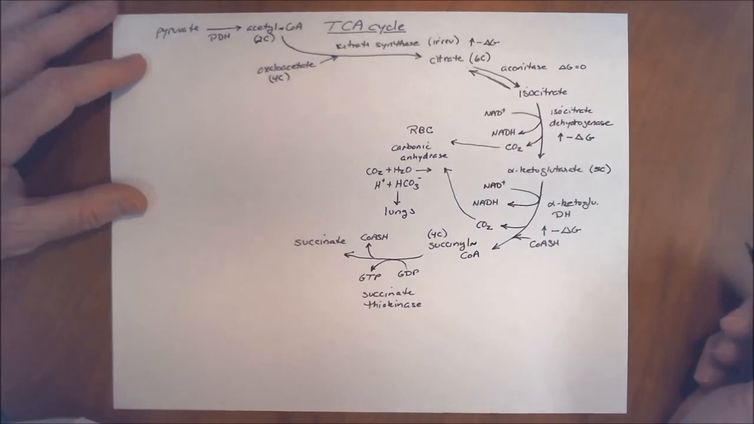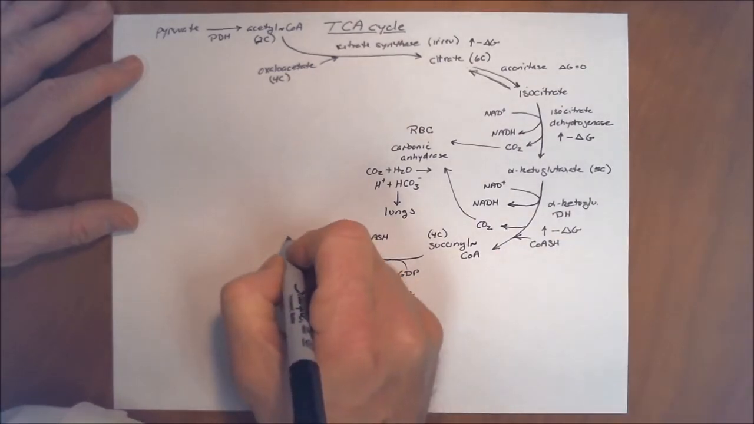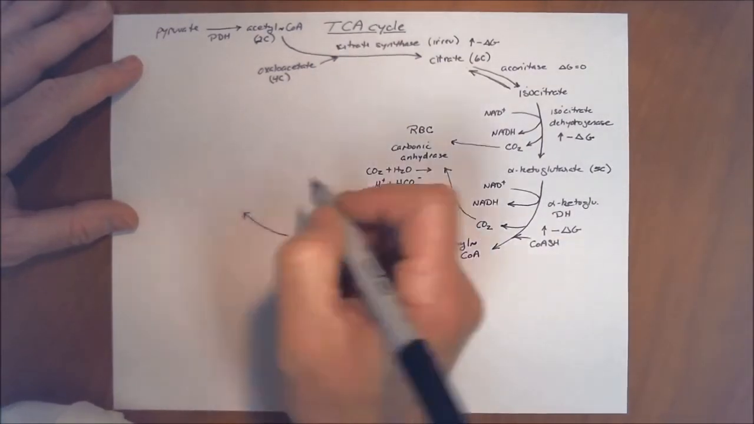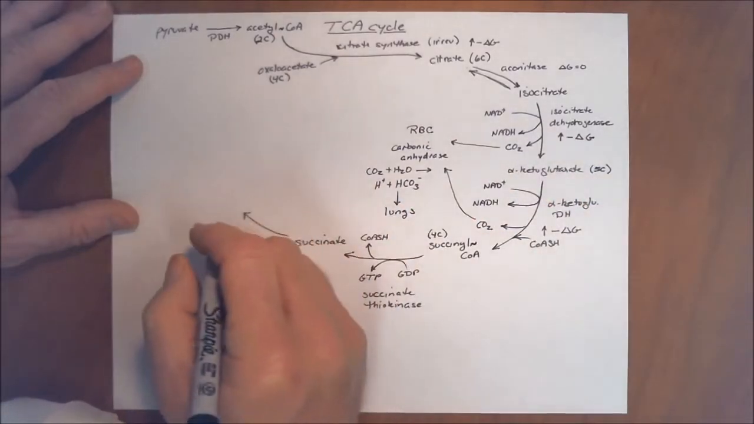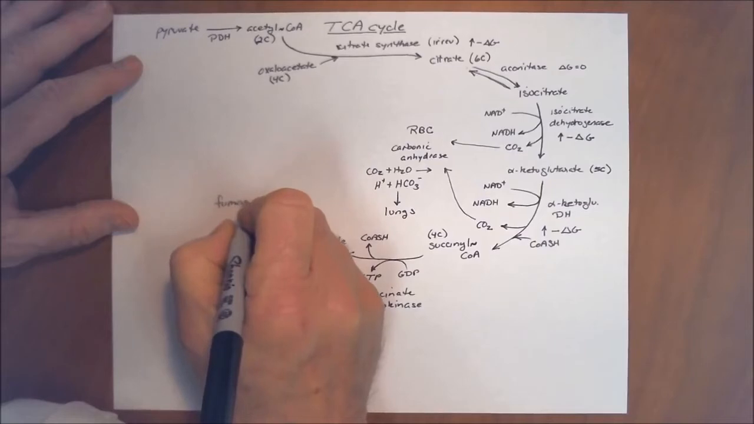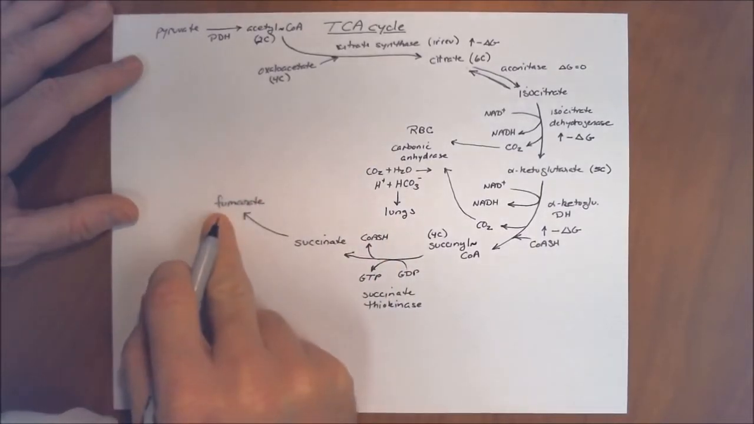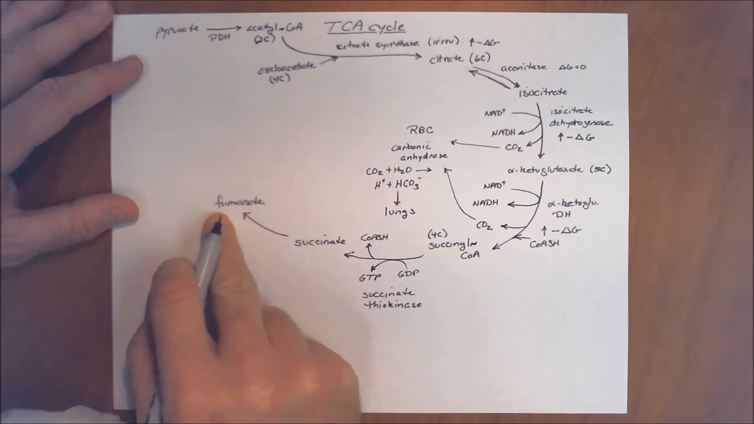Now at this point, the succinate is going to be prepared for the final couple of reactions. So we are going to convert the succinate into fumarate. Now fumarate is very interesting because it has a double bond. We're preparing it for the final steps in the TCA cycle.